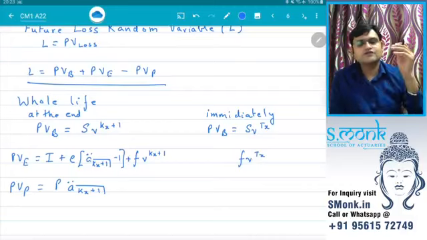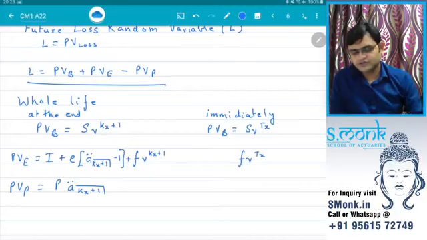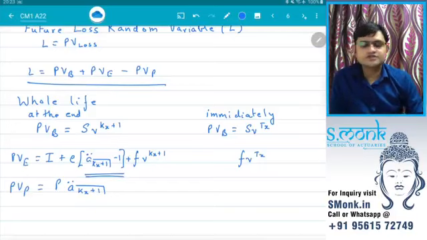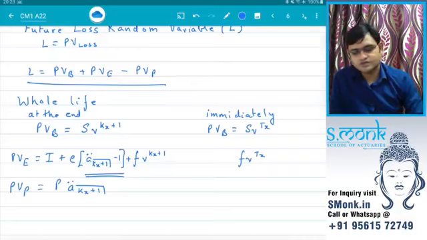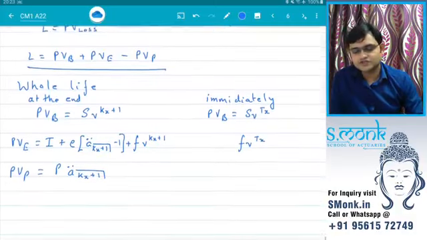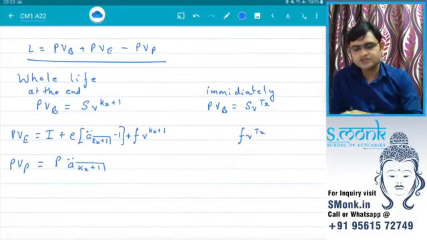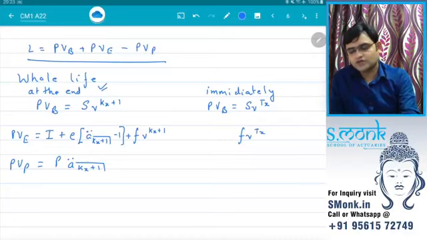In this we can have a few more complications. We may have premium payable m times a year. You can make equations accordingly. We may have expenses paid m times a year. You can make the equations accordingly. But very rarely we get such complications. These are the only complications that we get. So at the end of the year you can make your L. Immediately on death you can make your L.